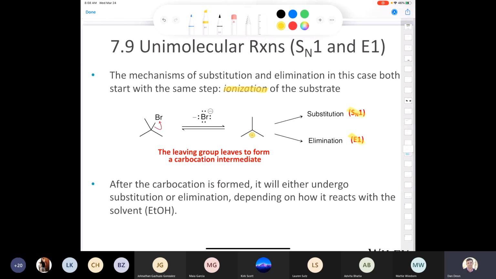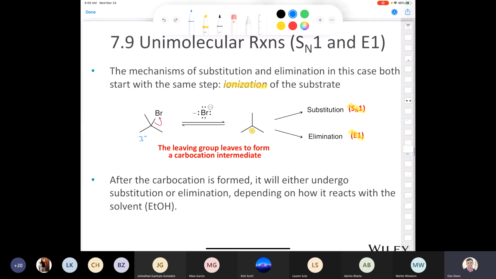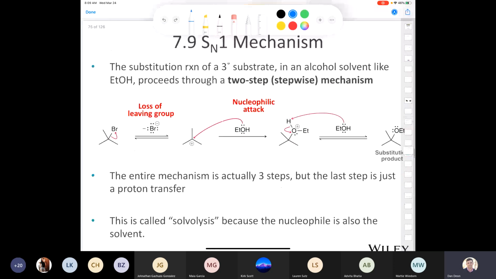And then once we've produced that carbocation, it can undergo a substitution or an elimination reaction depending on how it reacts with the ethanol. So again, first step for that tertiary alkyl halide in that ethanol is just the loss of leaving group. You form a carbocation, and that carbocation can react. Well, let's take a look at the SN1 reaction first, okay, the full mechanism.